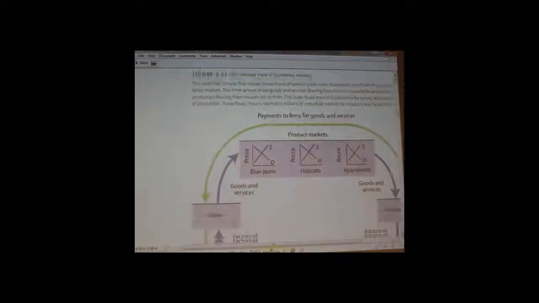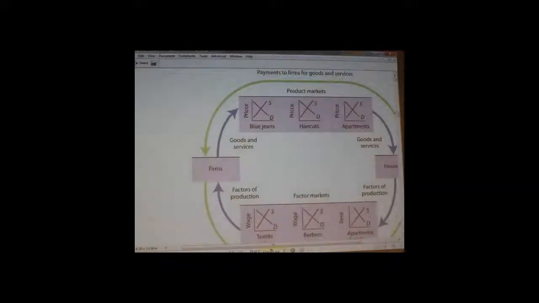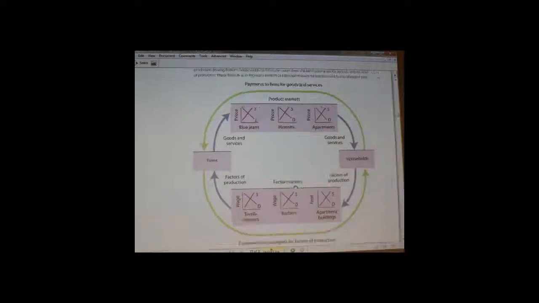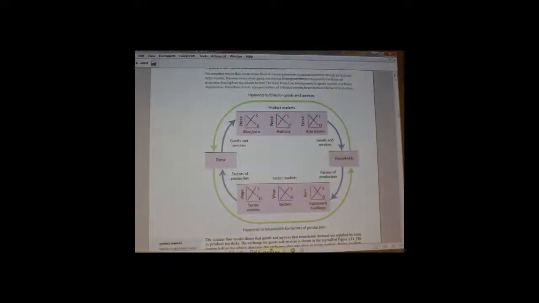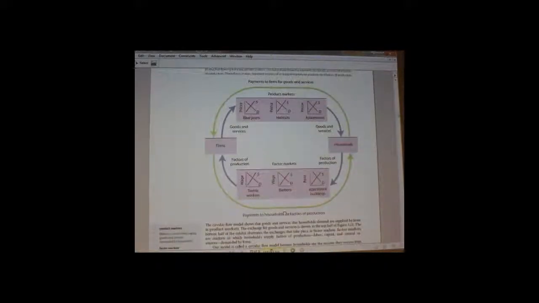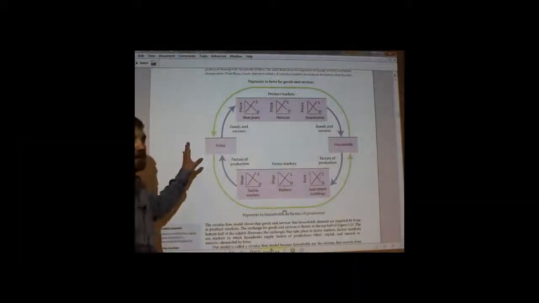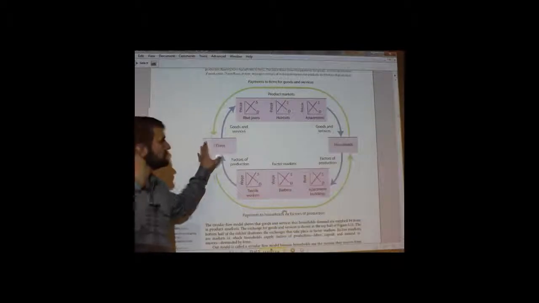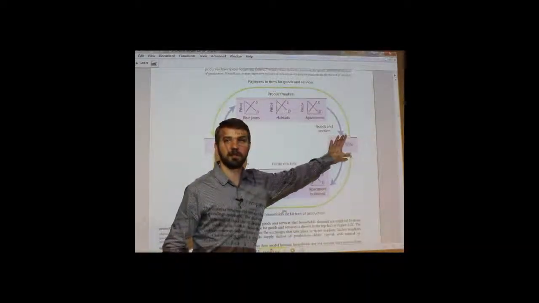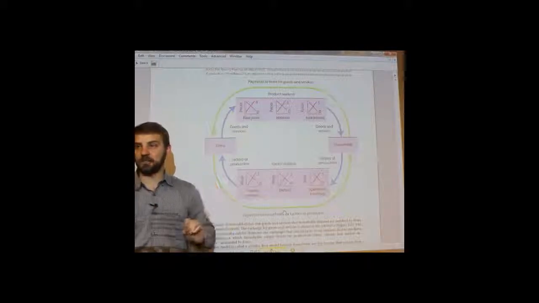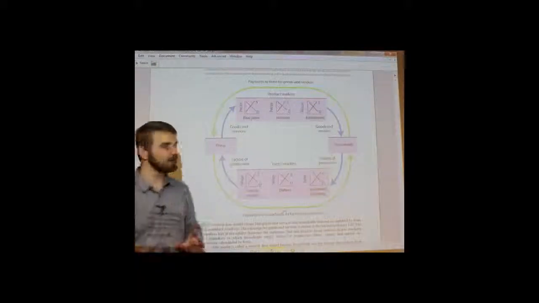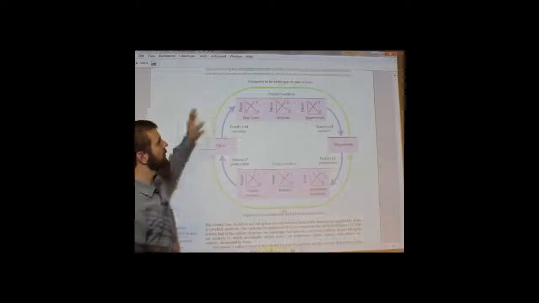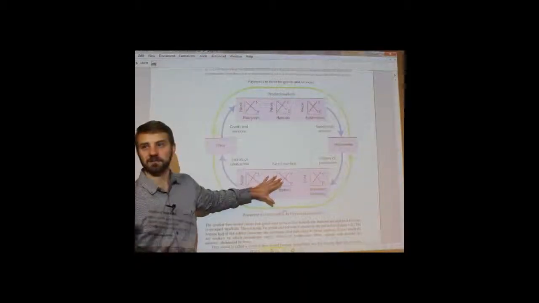This circular flow model is not a model of demand or supply, but rather it's a model of the economy. And it appears in every Principles of Economics textbook. So here's what we have. We have two main actors in the economy, firms and households. These two main actors interact in two different types of markets, product markets and factor markets.